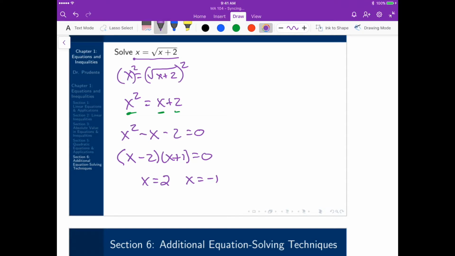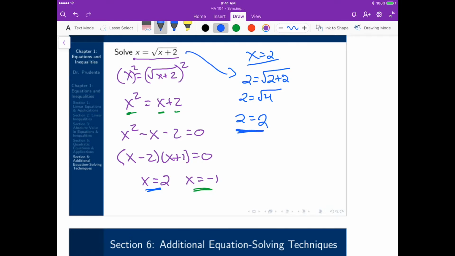But we want to make sure we check our answers. What we mean by checking our answers is we're going to take each of these, 2 and negative 1, and plug them back in and make sure we get a true mathematical statement. So let's start with the x equals 2 case. I'm going to plug it into my original equation. 2 is equal to the square root of 2 plus 2. 2 plus 2 is 4. 2 is equal to 2. And this is what we call a true mathematical statement, where we have something that's obviously true. 2 equals 2. That tells us that yes, in fact, this is going to be a solution.